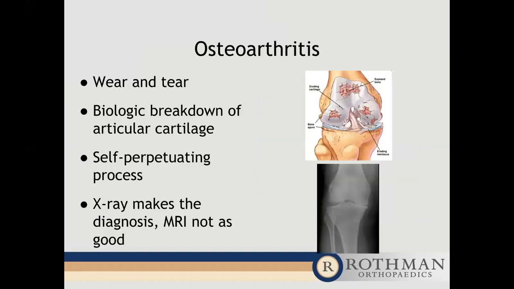So osteoarthritis, I'm not going to get too far into this because this is Dr. Saxena's realm. It's a wear and tear problem. It's a breakdown of the cartilage, again, the bad road surface. It's a self-perpetuating process. The more inflammation there is, the more breakdown of the cartilage there is. So x-ray is very key. You can see here, we have nice clear space between the bones on this side, but on the other side, there's almost no clear space. That means the cartilage has been worn down like this.